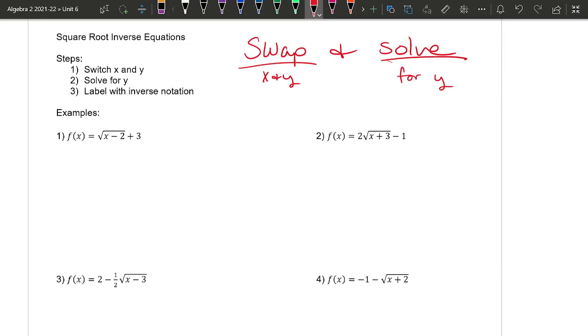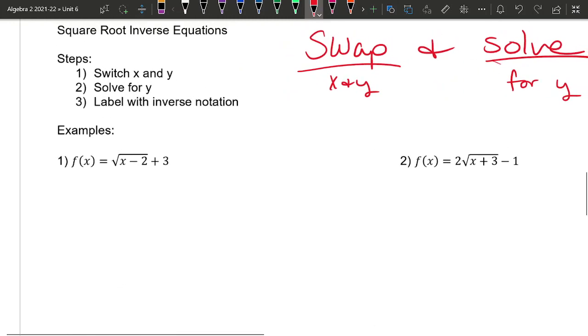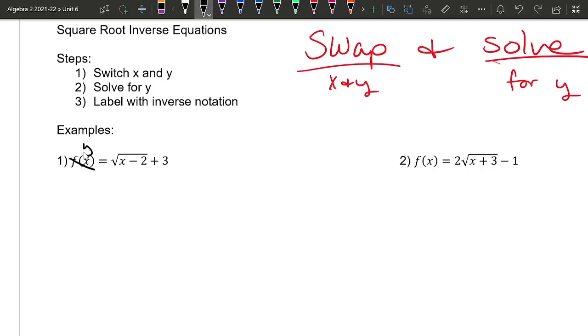Okay, so before we can swap x and y, looking at number 1, there's not a y, but there is an f of x. So we're just going to turn f of x into y. And now we can swap x and y. So wherever they are, they just trade places. You're swapping them. So now it's x equals the square root of y minus 2 plus 3. Once x and y have traded places, then you solve for y.